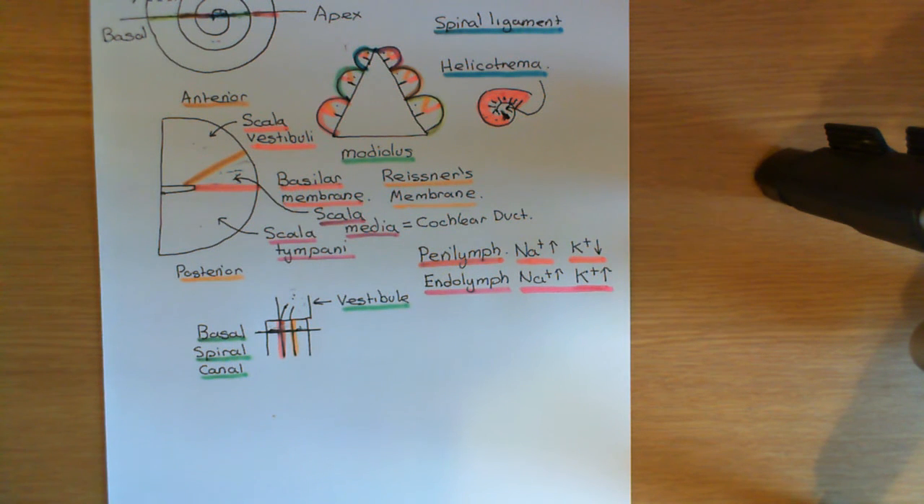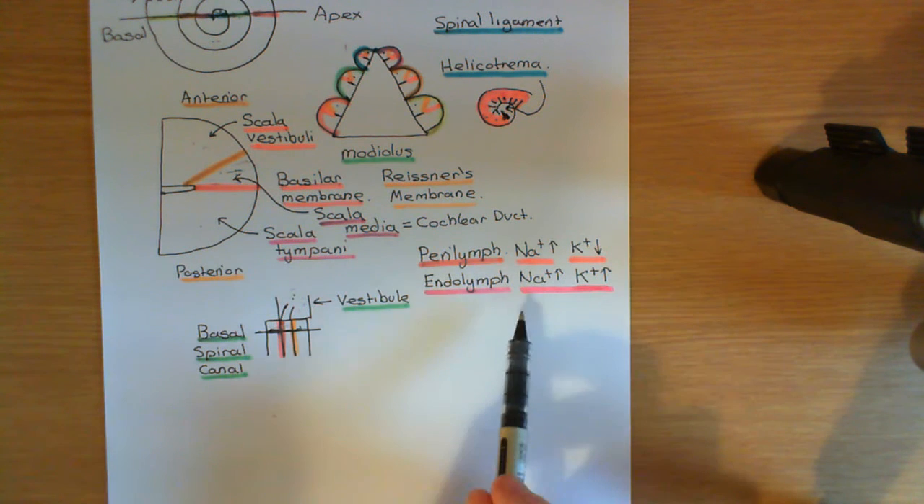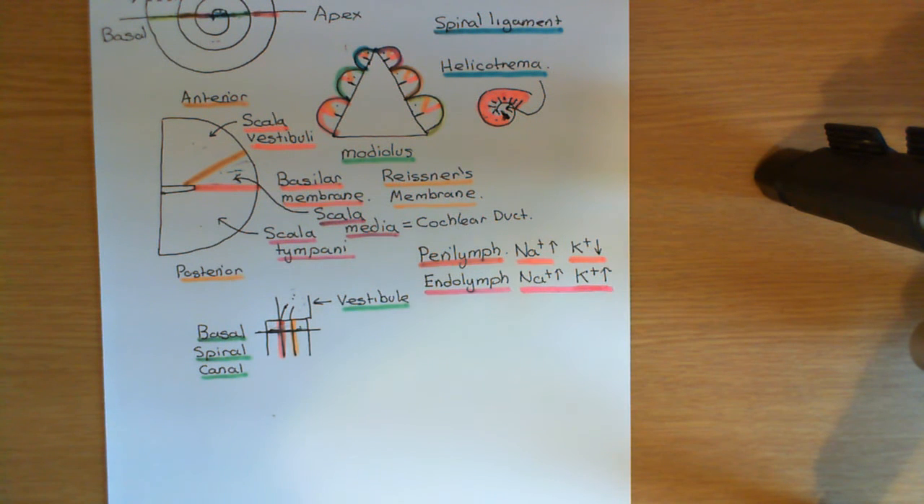Now, we're not going to talk about the vestibular duct apart from just going over the anatomy in a moment, but in another video where I'll discuss the vestibular system, we'll see how the very high potassium composition of the endolymph is necessary for its function. But in this video, we will absolutely see how the very high potassium composition of endolymph is necessary for the transduction of auditory stimuli.